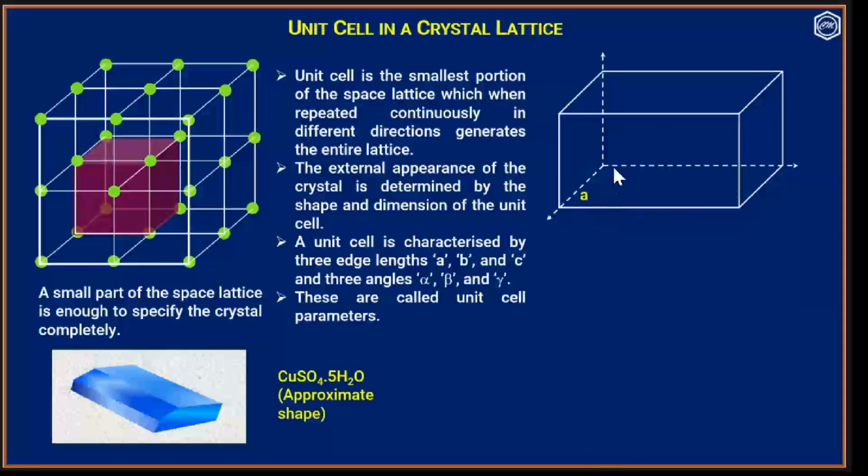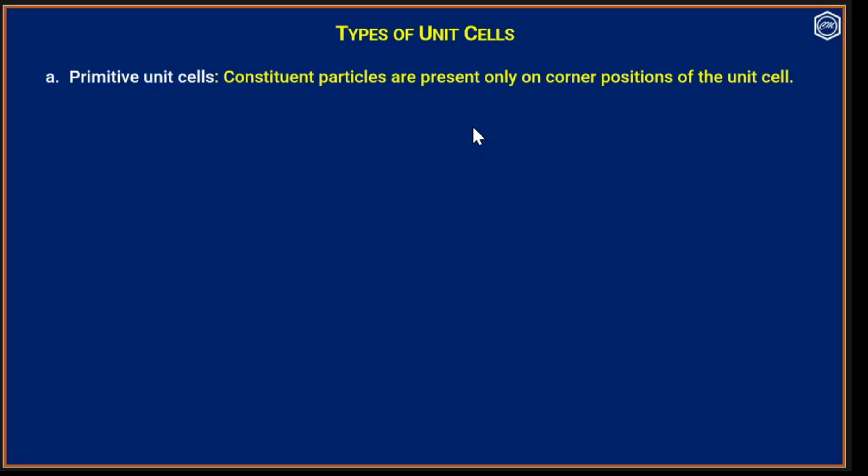So let this be the distance A, B, and C. So the angle between A and B is called gamma. That between A and C is called beta. And that between C and B is called alpha. Unit cell is the smallest portion of the space lattice, which when repeated continuously in 3 dimensions generates the entire lattice. Unit cells are of two types, primitive unit cell and a centered unit cell.